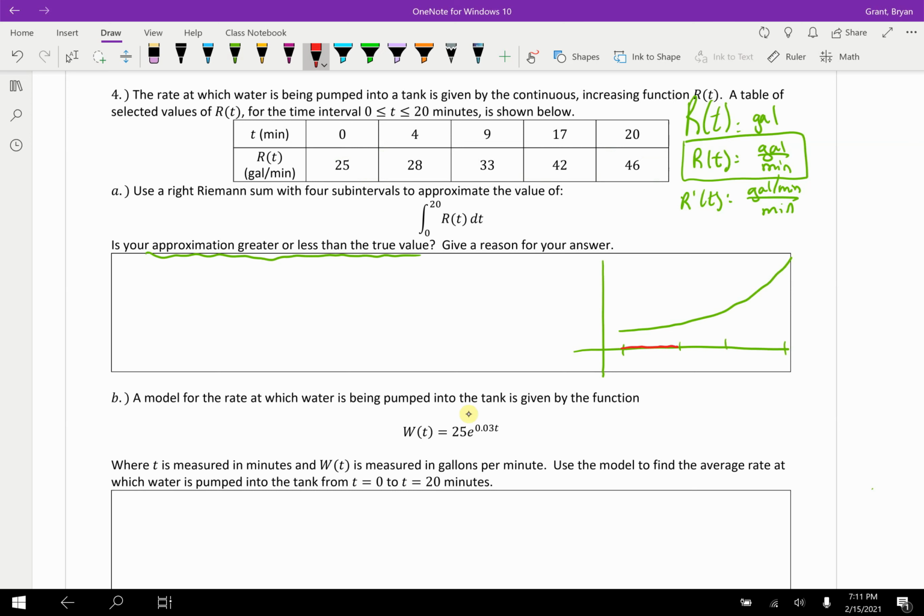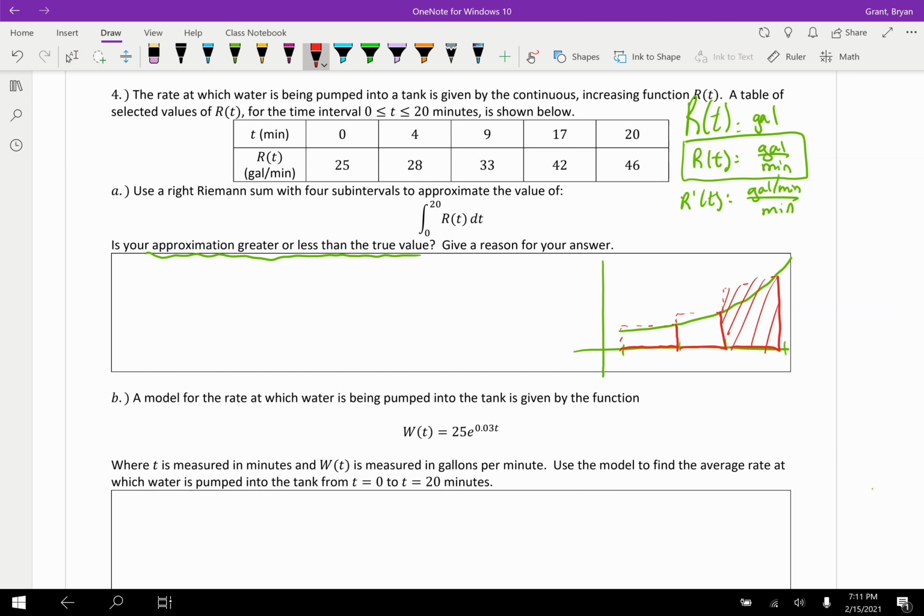So on my first subinterval, we go on the right side, and we draw that, right? We go on the right side and draw over, and same thing, and draw over. We can clearly see that all of these rectangles over approximate the area beneath the graph. So the reason for your answer is as R of t is increasing, then a right Riemann sum will over approximate the actual value.